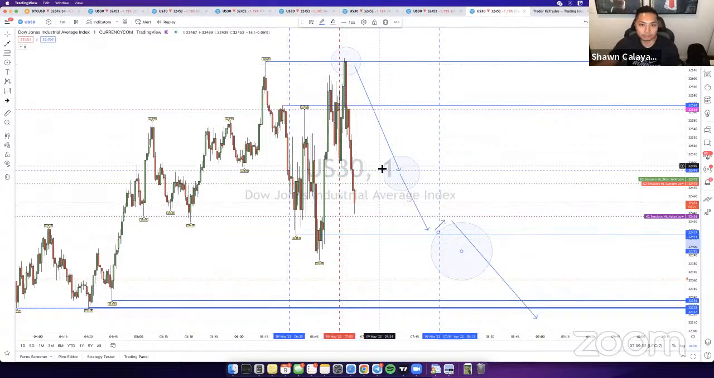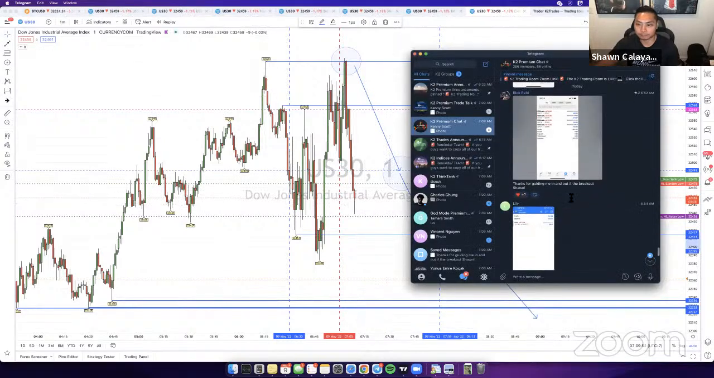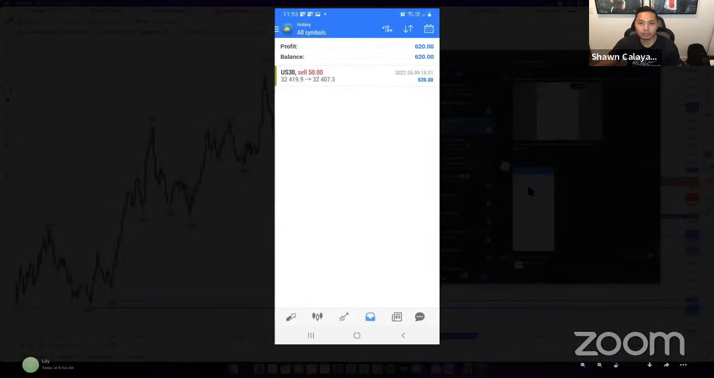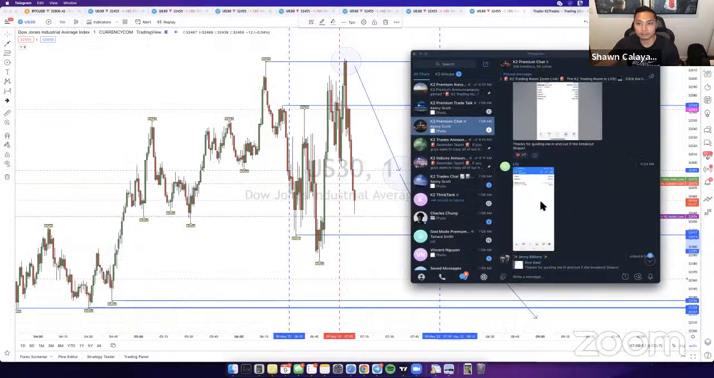So for a lot of you guys here who just watched my markup, it did exactly what I marked up here. What I'm waiting for is for price to get below here. This is where I'll feel safe about taking sells. But a lot of you guys just took trades off of this, and you locked in some pretty good profit. So Lily over here locked in a total of 620. Nice work, Lily.